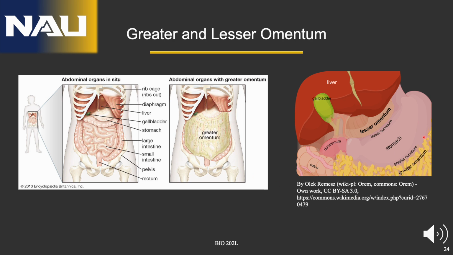The lesser omentum is a smaller fold that connects the stomach and the beginning of the small intestines, the duodenum, to the liver, providing a pathway for blood vessels, nerves, and other structures to reach the liver. Together, these structures help support the organs and protect them within the abdomen.